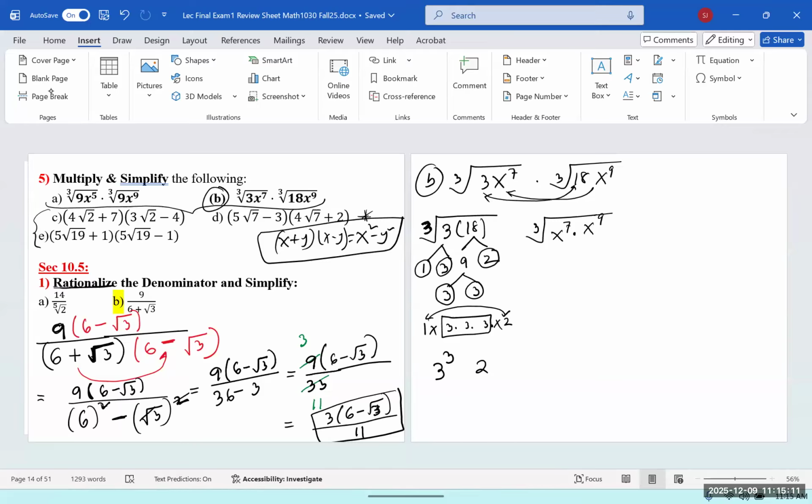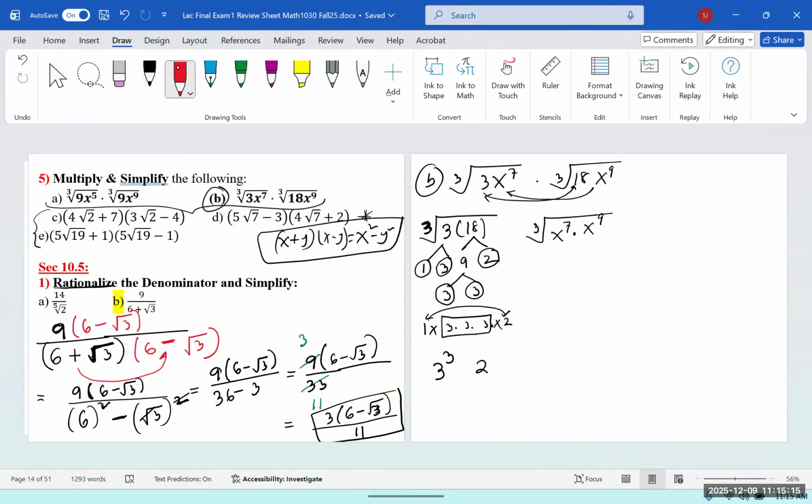Okay, so we have 3 cube and 2. So we put them separately under the cube root. Cube root of 3 cube and cube root of 2. The cube root and cube power cancel out. So we get a free number 3. And this one we cannot reduce, so it stays the same as cube root of 2. So we simplified our number.